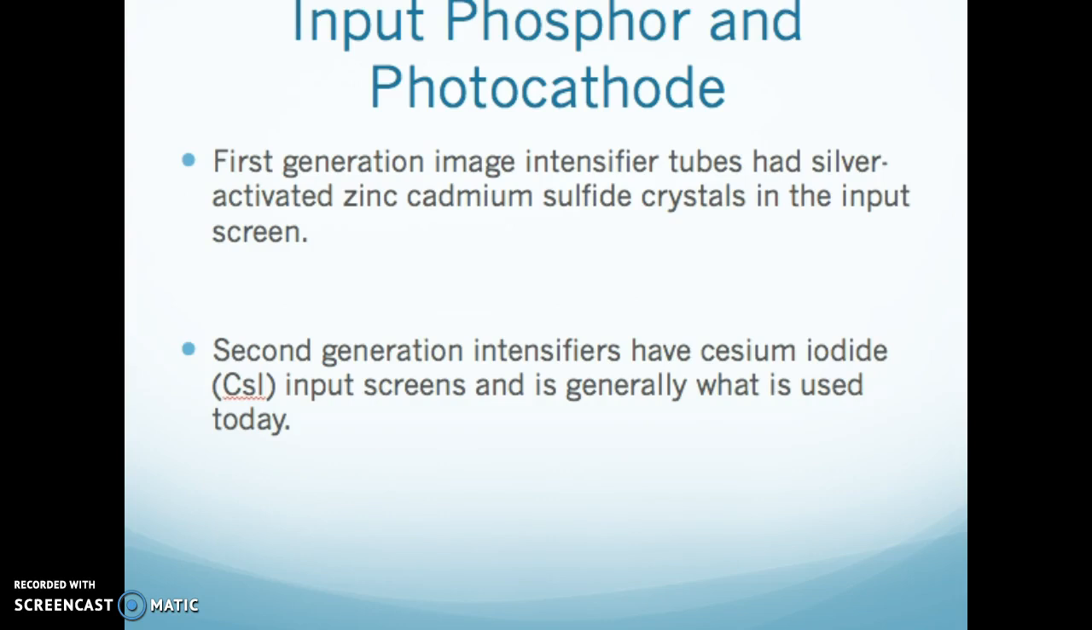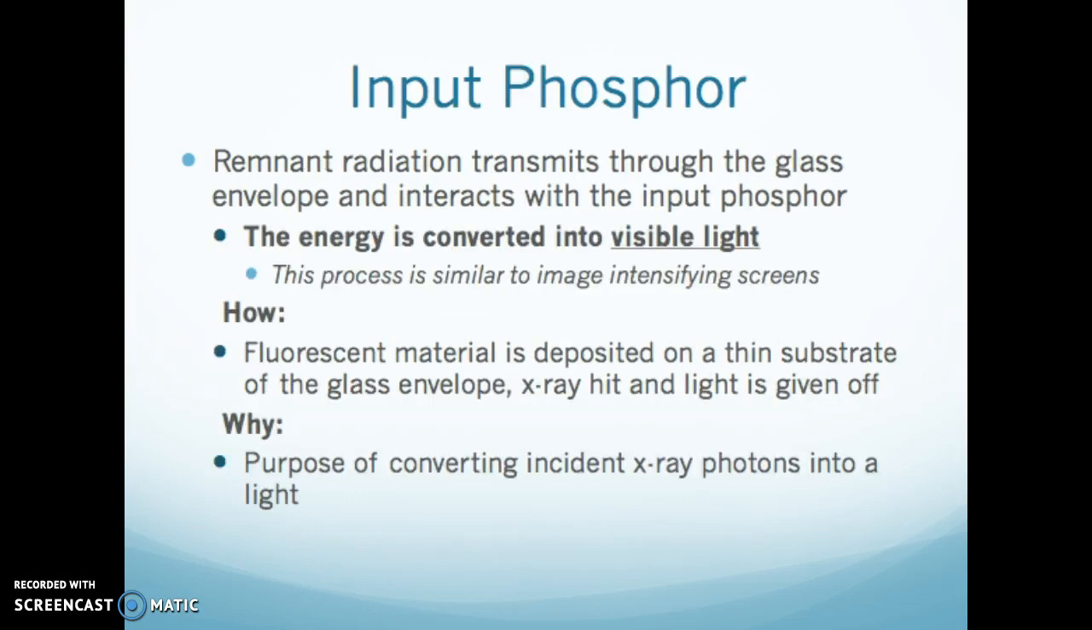The first generation image intensifier tubes had silver activated zinc cadmium sulfide crystals in the input screen. They didn't amplify the light like our new generation, the second generation, and this is typical for what we're using today. Some of the flat panels are a little bit different in the DR, but we'll cover that later on. So typically most systems in the hospitals have the second generation intensifier screens that contain cesium iodide. So CSI input screens are usually used. Like we have that in our lab currently.